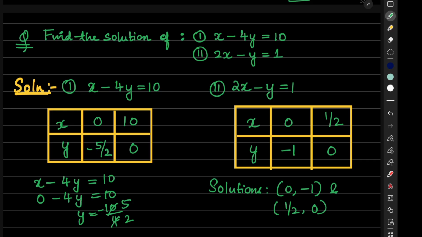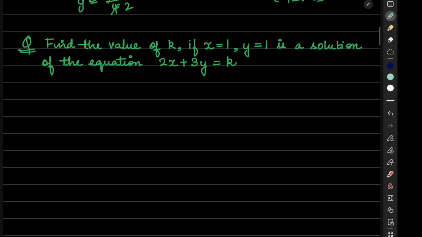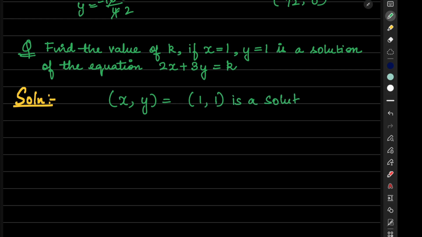Find the value of k. You're already given the solution. x equal to 1 and y equal to 1 is the solution of the equation 2x plus 3y equal to k. Let us write it. Solution. Here you just have to plug in the x and y value. You're already given that x comma y, which is x is 1, y is 1, is a solution of 2x plus 3y equal to k.